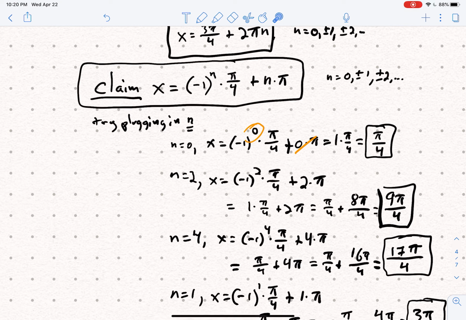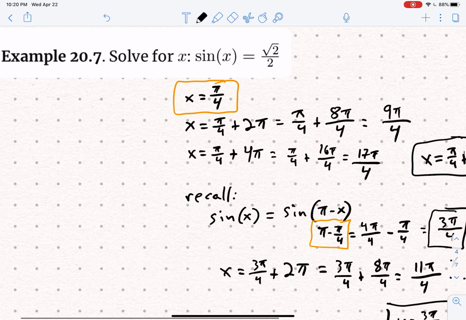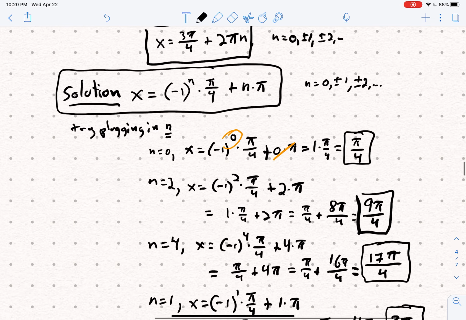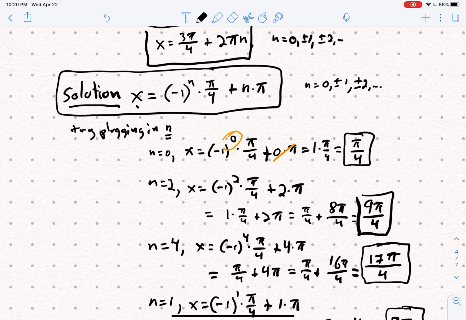And what I'll do is erase the word claim and just call that instead our solution. So that's our solution to this problem. The original example was: solve for x, sine x equal radical 2 over 2. And our solution is x is equal to negative 1 to the n times pi over 4 plus n times pi, where n is either 0, plus or minus 1, plus or minus 2, or so on. That means n is an integer.